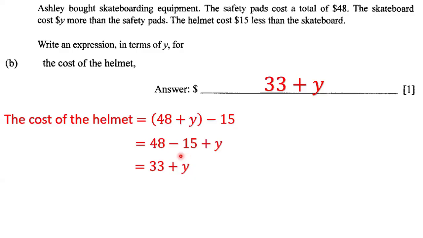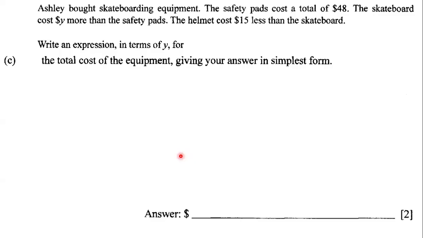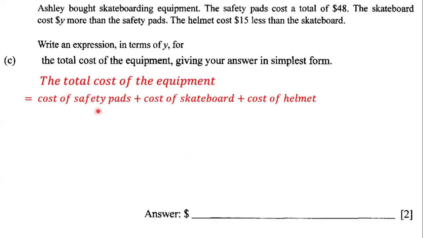Okay. And so now let's do another one. Now we want the total cost of the equipment. The total cost of the equipment is going to be what? Safety pads. How much is for the safety pads? $48. Then we have the cost of the skateboard. How much is the cost for the skateboard? 48 plus y, isn't it? And then we want the cost of the helmet. How much is the cost of the helmet? 33 plus y. All right.